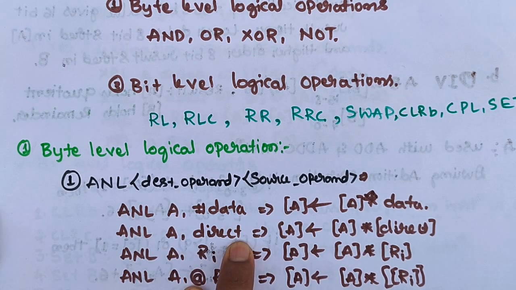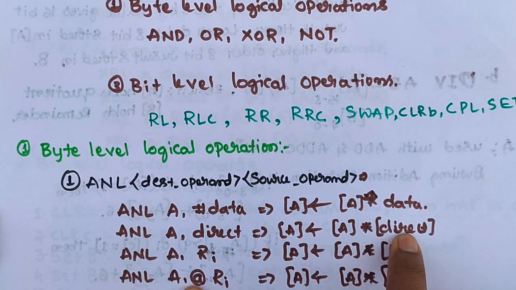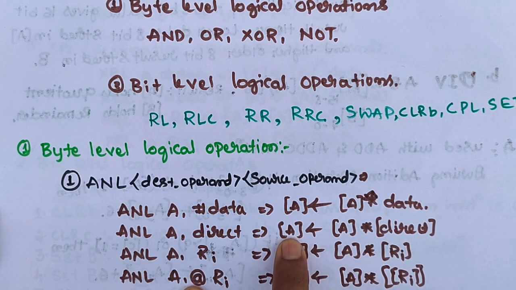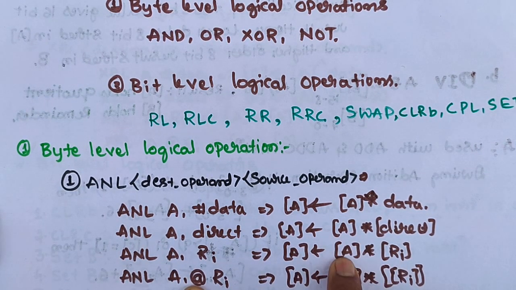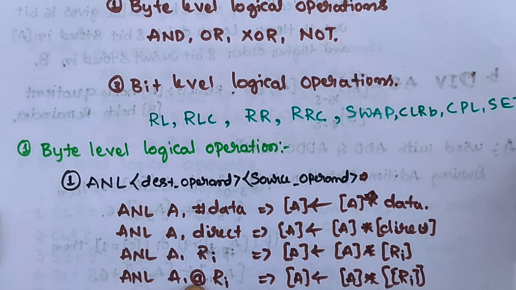The result will be stored in the accumulator itself. Similarly, with a memory location and the accumulator, the operation is performed and the result is stored in the accumulator. Here the register content and accumulator content get operated on and the result is stored in the accumulator. Here the memory location content pointed to by a register is operated with the content of the accumulator and the result is stored in the accumulator itself.